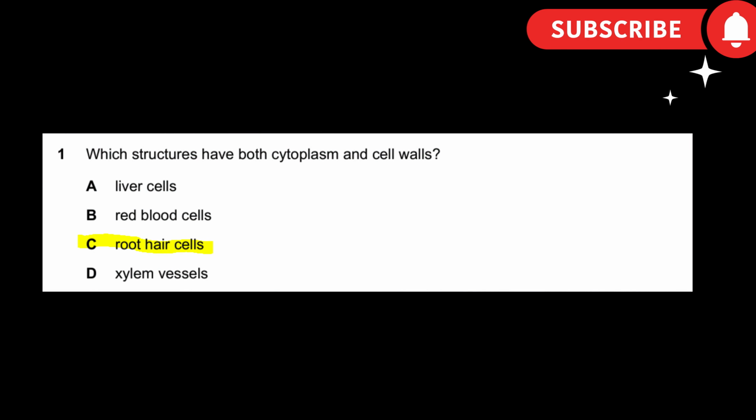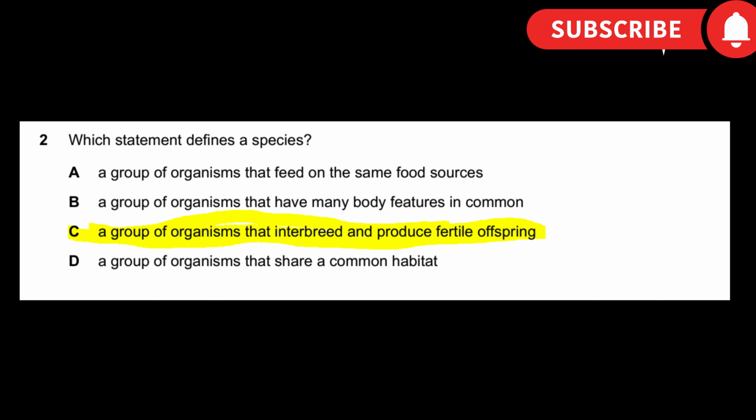Let's just start. Which structure has both cytoplasm and cell wall? So definitely it's a plant cell, so it's a root hair cell. Why haven't you selected the xylem cell? Good. They are dead cells. They don't have cytoplasm, so we haven't selected the xylem cell.